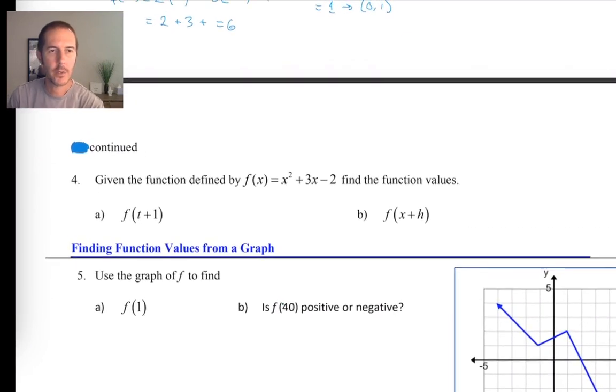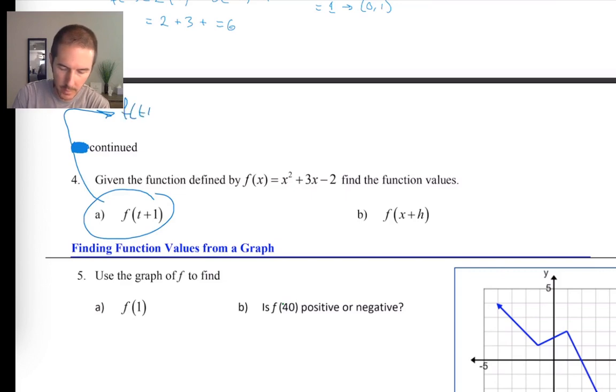So that's the idea of plugging in some numerical values into a function. I want to go down to number 4 here because we're doing something interesting. We're not just replacing our x values with numbers, we're replacing our x values with expressions like t plus 1 and x plus h. Let's see what the result of that is. Now I don't really have room to do all of my work here, so I'm going to take this problem and bring it up here and work on it here.